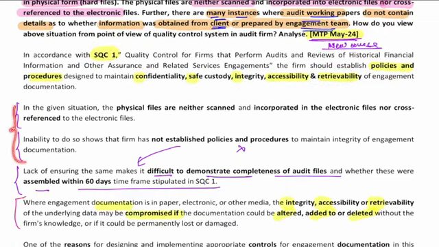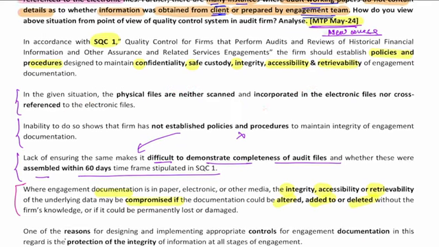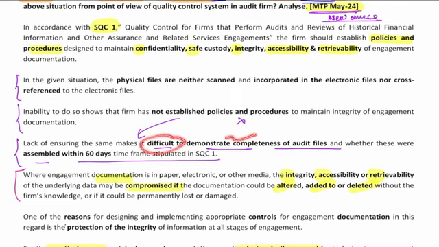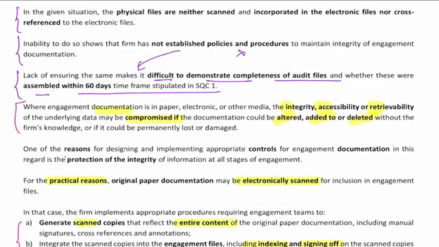Then the facts of the case. Physical files are not scanned, not incorporated in the file, no cross-referencing, no policies and procedures. So it is difficult to show that audit files were completed and assembled within 60 days. Then, sir, the topic that we discussed: documentation in paper or electronic forms. IR means integrity, accessibility or retrievability can be compromised if they are altered, added or deleted.